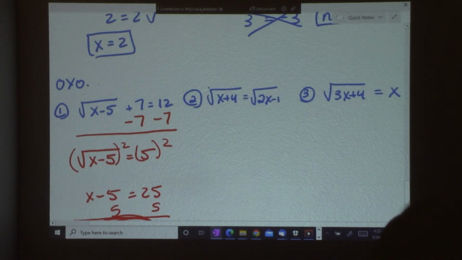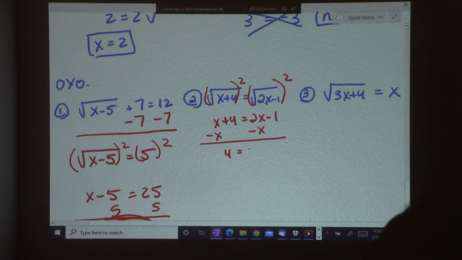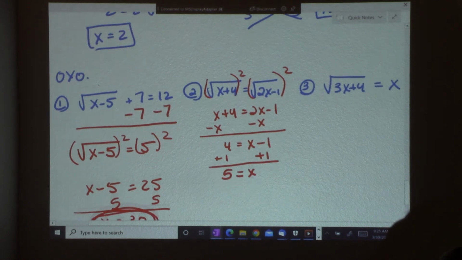All right, here, I'm just going to start at the top and square both sides. So I get x plus 4 equals 2x minus 1. And I am going to subtract x here, so I get 4 equals x minus 1. Add 1, and I get x equals 5.